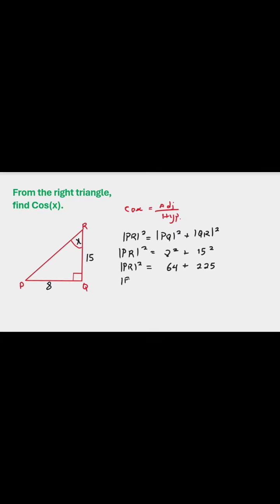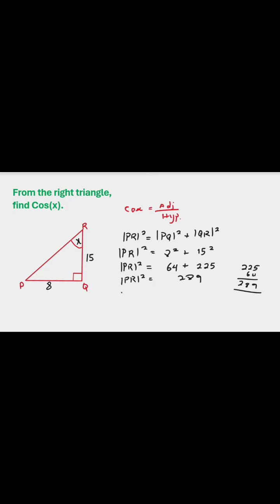Now, PR squared, we can add 225 plus 64. That's going to be 289. So 5 plus 4 is 9, 8. 289 is what we are going to get here. So what do we do next? We have to find PR by finding the square roots of both sides.